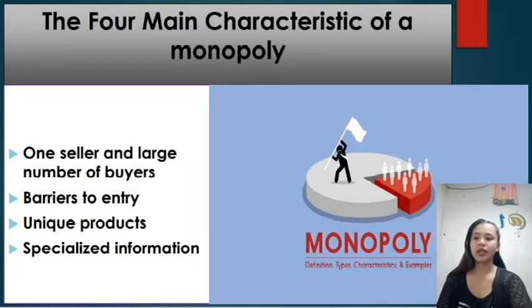A single firm selling is under monopoly. There is a single producer of a commodity. There is no distinction between firm and industry. Barriers to entry. There are many barriers or restrictions on the entry of other firms into the market. Some of the barriers to entry are the government license, patents, and copyright. Unique product. To be the only seller of a product, a monopoly has its own unique product. The specialized information often comes in the form of legally established patents, copyrights, or trademarks.